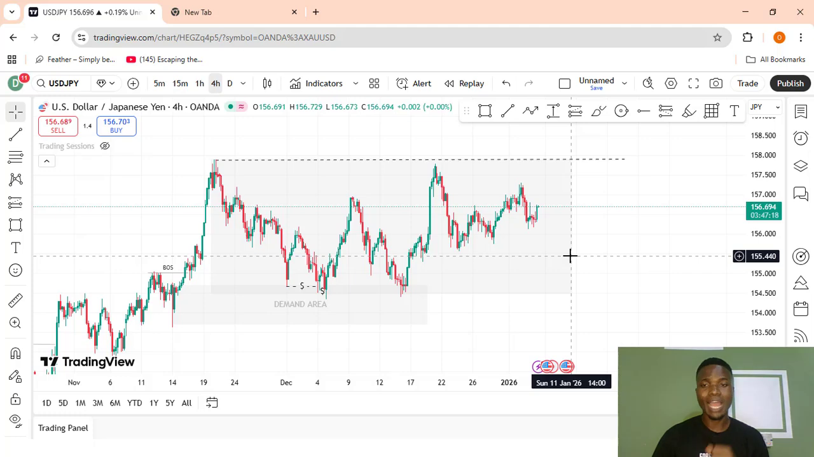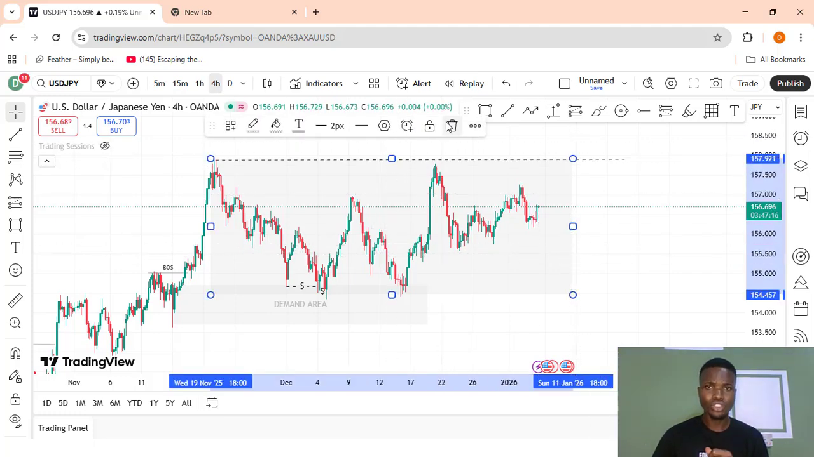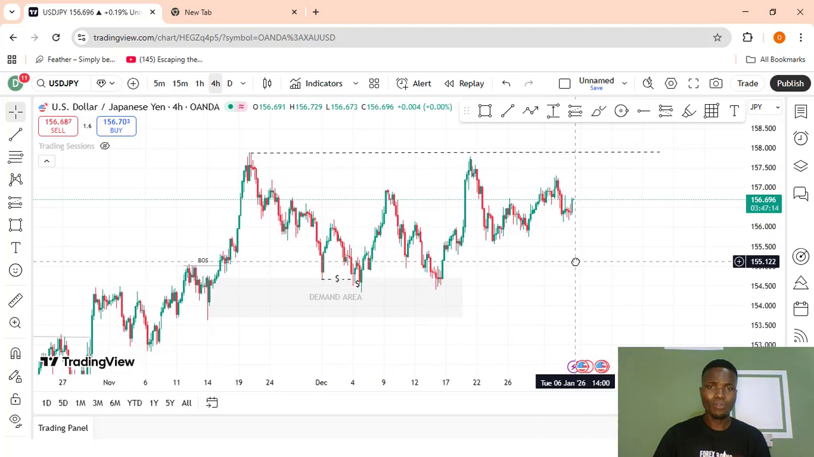So right now, I want to believe that you understand how market mechanics works. Market mechanics works with supply and demand, liquidity, and break of structure. All right, this is how forex markets work.